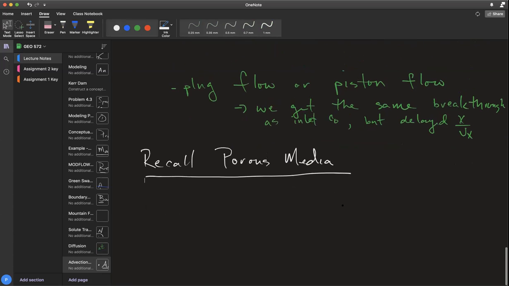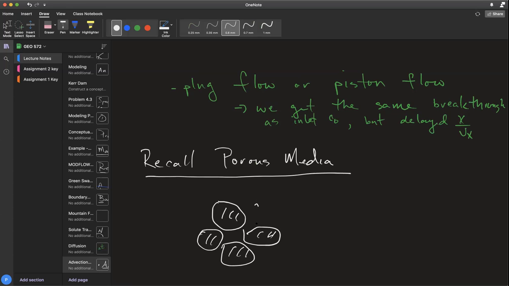All right, and let's think about water flowing through porous media. So here I've got these grains of somewhat irregular shape. I'll sort of make them pretty regular here, but remember that they're basically never this regular.